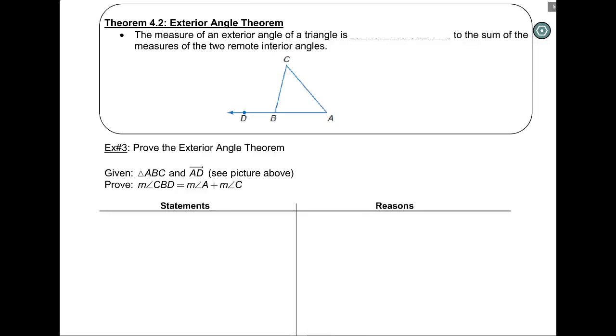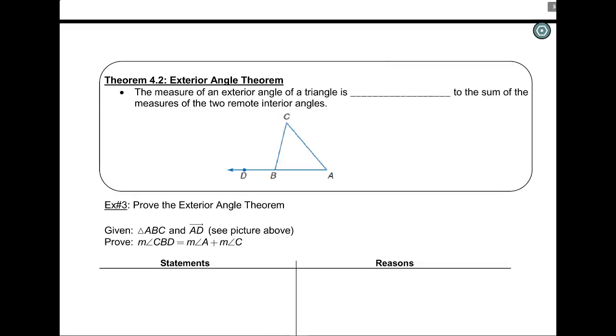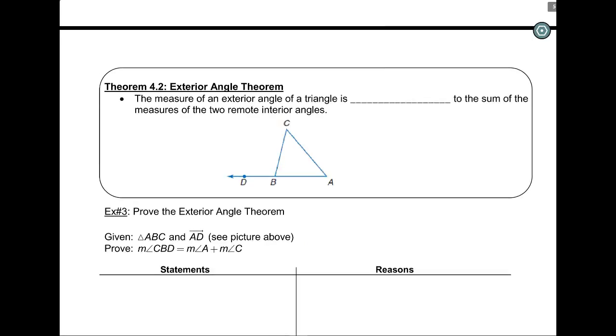Okay, so the last thing that we kind of, actually no, we have quite a bit and we're out of time. So exterior angle theorem, I'll just say this really quickly. The measure of an exterior angle is equal to the sum of the two remote interior angles. So for example, measure of angle DBC is equal to measure of angle A plus the measure of angle C.